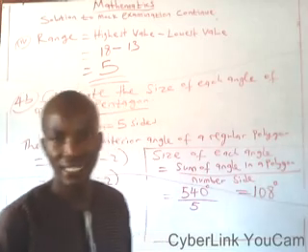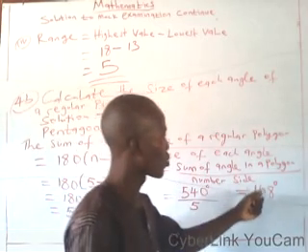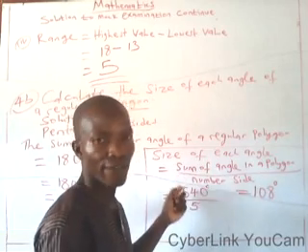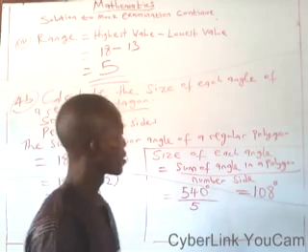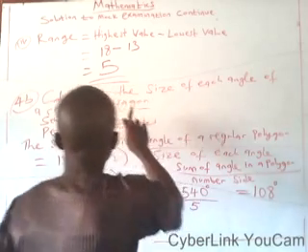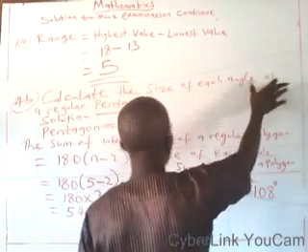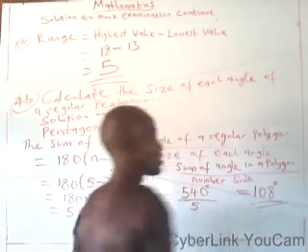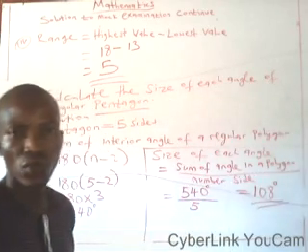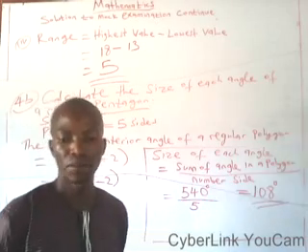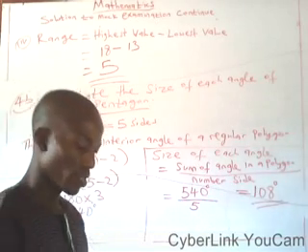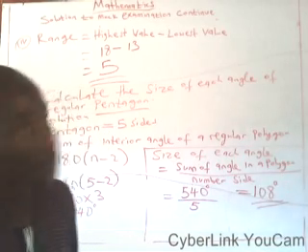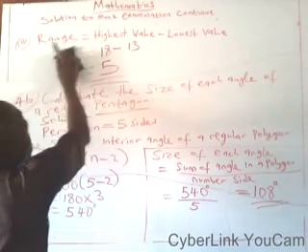This simply means that the addition of 108, 5 times, is going to give us 540. Now, the size of each angle that we are asked to calculate is 108 degrees. Each angle here is 108 degrees. Now, the next question is question number 4C.